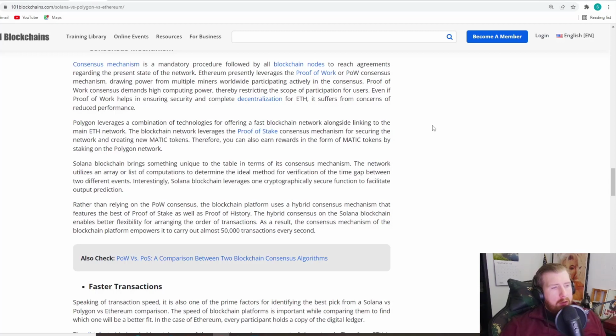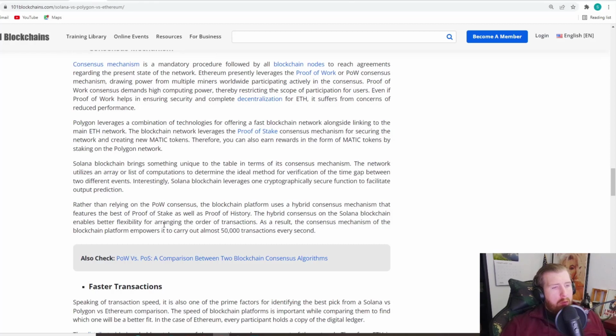The Solana blockchain brings something unique to the table in terms of the consensus mechanism that it utilizes. The network utilizes an array or a list of computations in order to determine the ideal method for verification of the time gap between two different events. Interestingly, the Solana blockchain leverages one cryptographically secure function to facilitate output prediction.